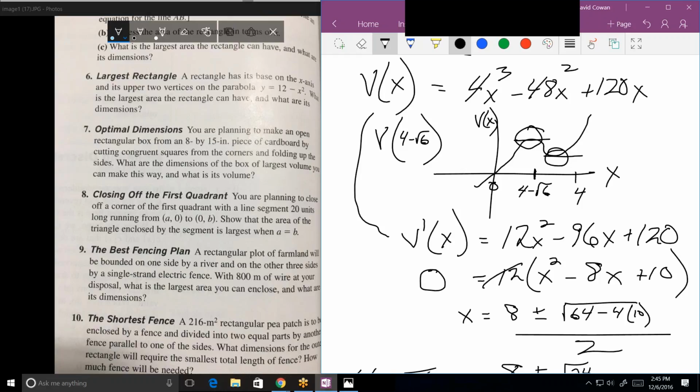Okay? Good deal. And this is kind of the easiest case problem for optimizing. And that's why I like to start on it, because it really only involves one function, and that's a volume function.